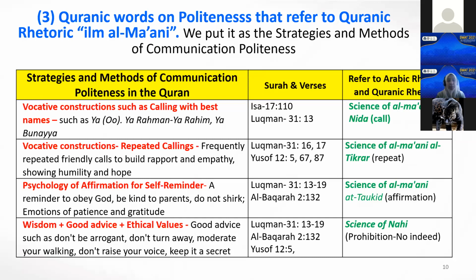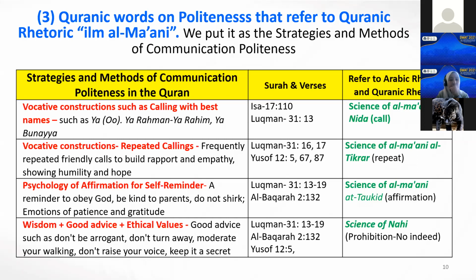The third one is Quranic words on politeness that refer to Quranic rhetoric, Ilm al-Ma'ani. We put it as the strategies and methods of communication politeness in the Quran. Vocative constructions such as calling with the best name, such as Ya Rahman, Ya Rahim, Ya Bunayya, as mentioned in Surah Luqman 13. This refers to Arabic rhetoric and Quranic rhetoric, the science of ilm al-ma'ani, or an-nida, which in English we say call.